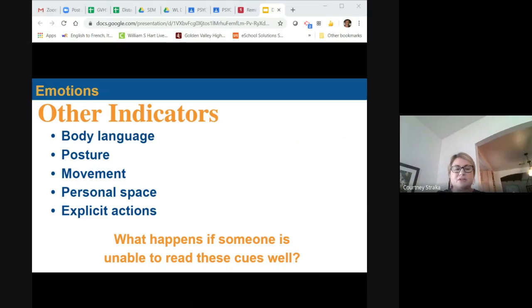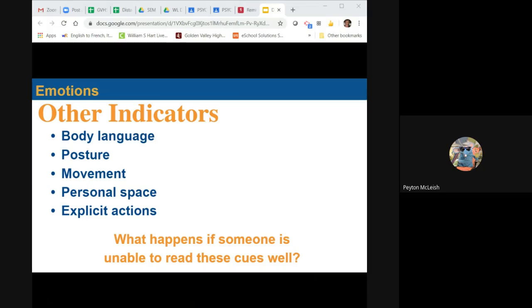Now, what happens if somebody is unable to read these cues very well? If I slam the door because I'm angry and then somebody comes after me and runs up and gives me a hug, they might not find me to be all that welcoming. What happens if someone is really unable to read those cues? Do we see examples of people not being able to read cues well? They'll invade someone's personal space, or the person who is expressing their emotion won't feel accepted or understood. Yeah, absolutely.